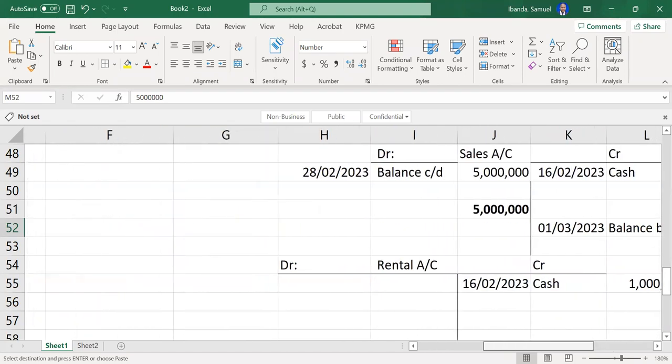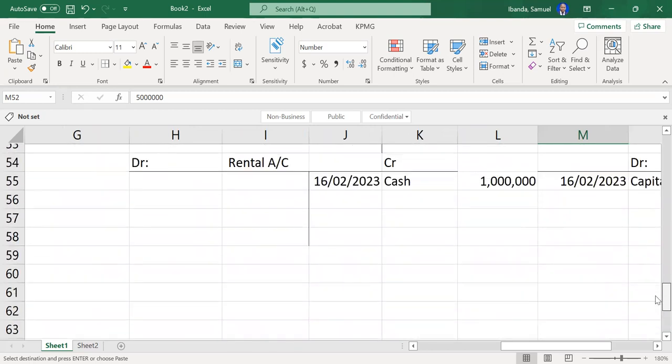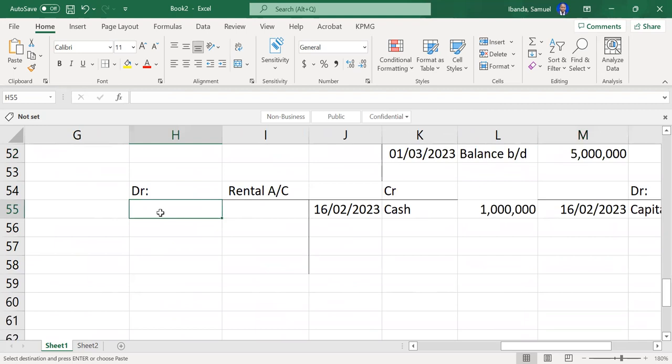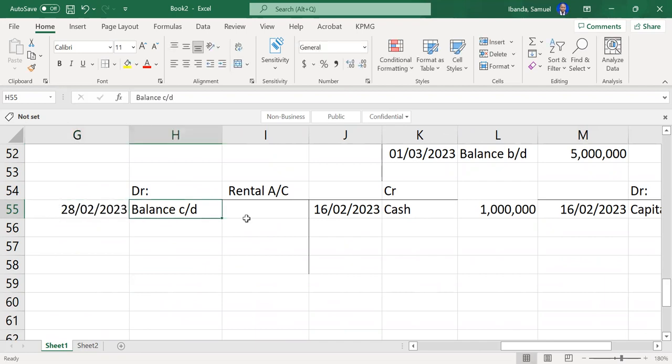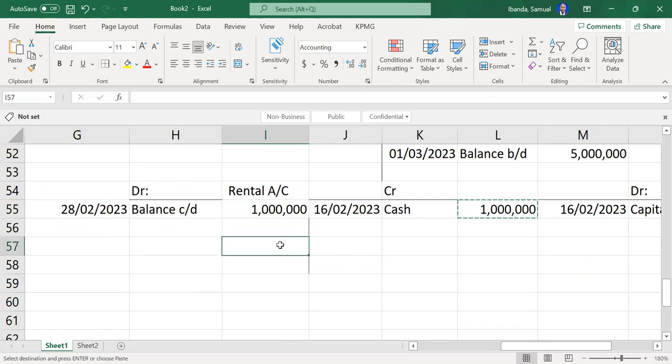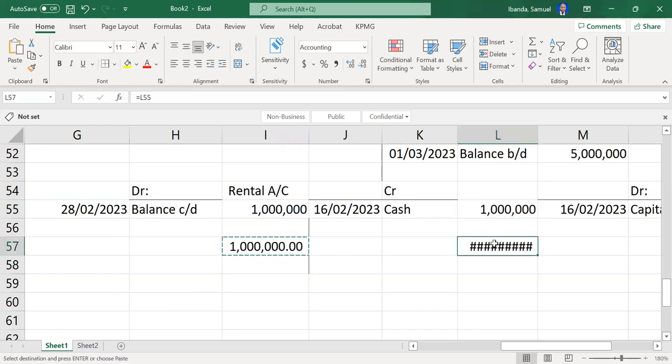Now I have other accounts to go. I have this account of rental. I also just come and do balance carried down. Give it a date, 28th of 02, 2023. It will still be 1 million. That's the difference between the two sides. My total will still be the same amount, as you can see.